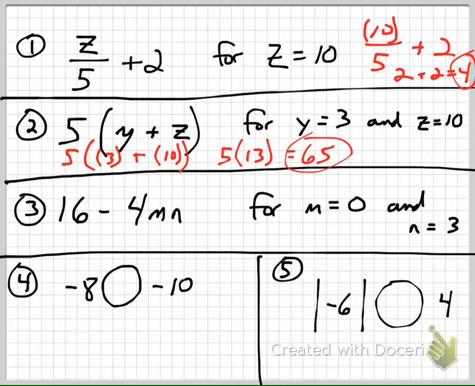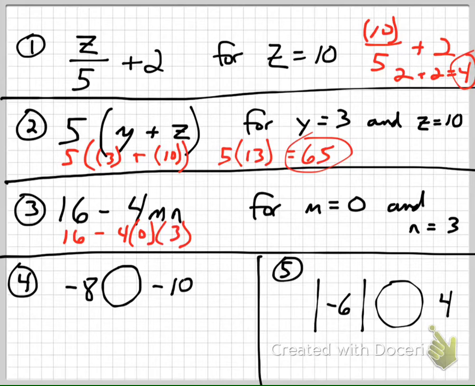Number 3, 16 minus 4m, m is 0 and n is 3. So I have 16 minus 4 times 0 times 3. Do you see, all I did was I rewrote the problem. Instead of the variables, I put in the numbers in parentheses. Do you see what I'm talking about? You see it? Okay. What do I do next?